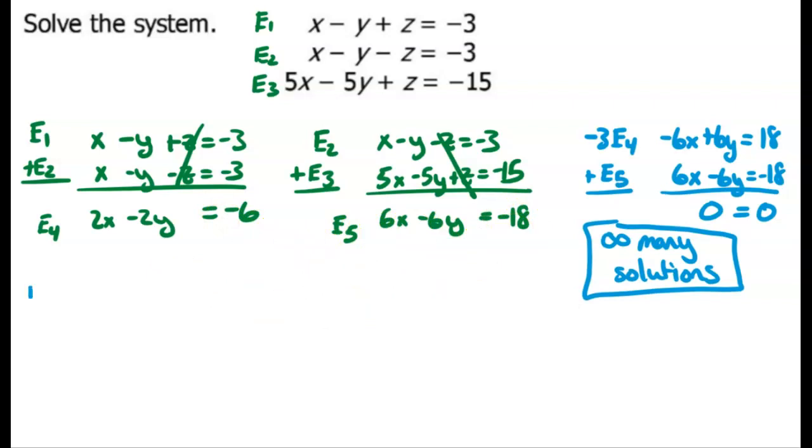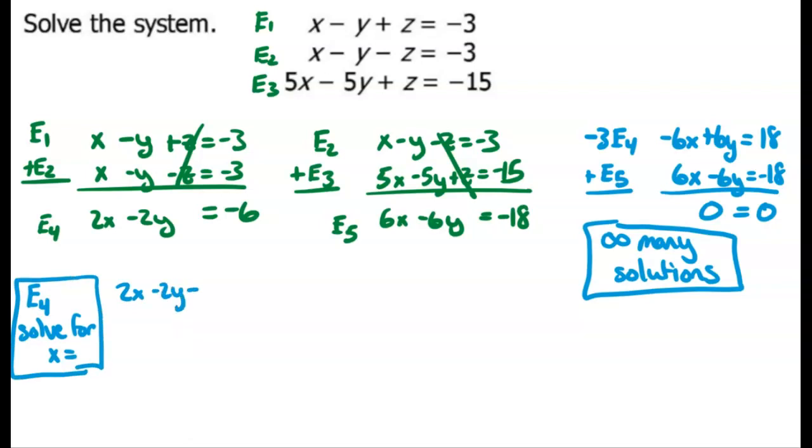So I'm taking equation 4, and I'm going to solve for x equals. I want to rearrange it. That's what I'm going to do right here. So I'm going to take 2x minus 2y equals negative 6. I'm going to rearrange it to where I add the 2y over there. So it could be negative 6 plus 2y, or it could be 2y minus 6, either way. And I'm going to divide by 2. So I get x equals y minus 3.